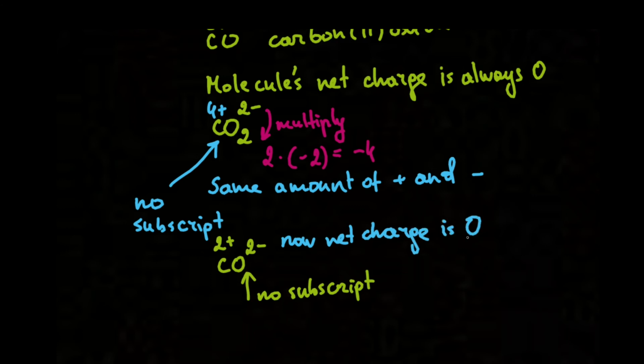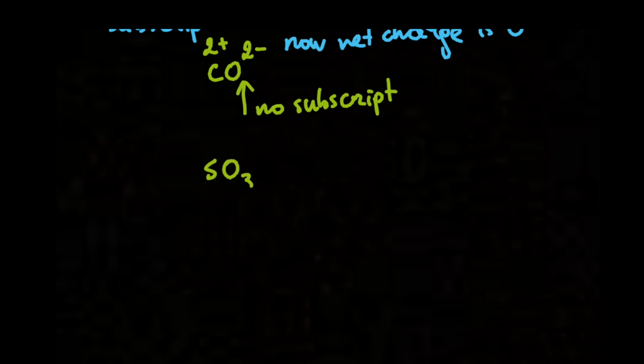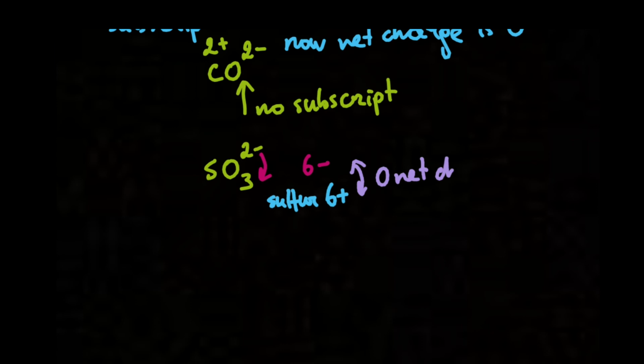Let's do a few more of these. In this example, we have SO3. Now once again, oxygen is 2-, and we multiply it with its subscript. So the answer is 6-. So sulfur must be 6+. That means that the name of this compound is sulfur 6 oxide.